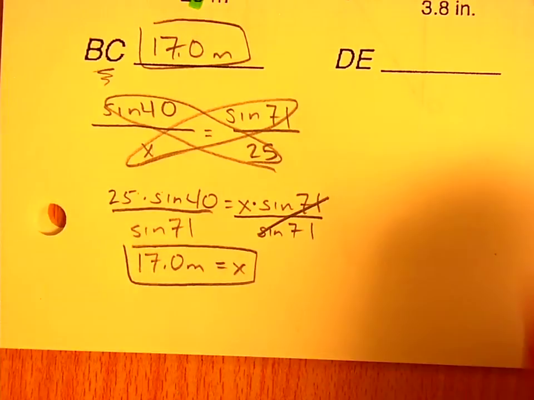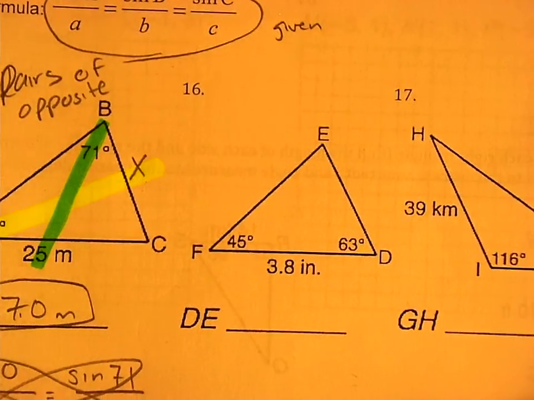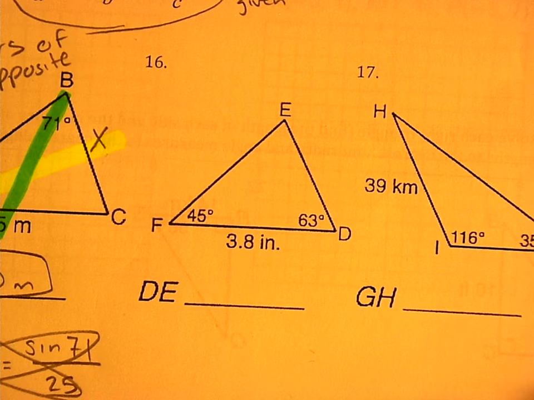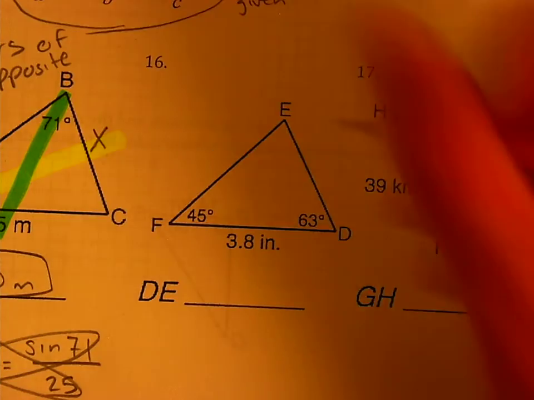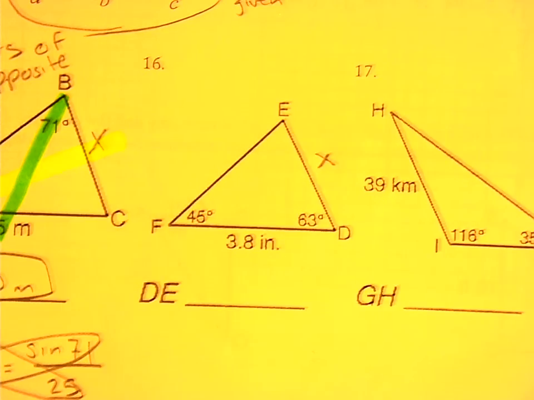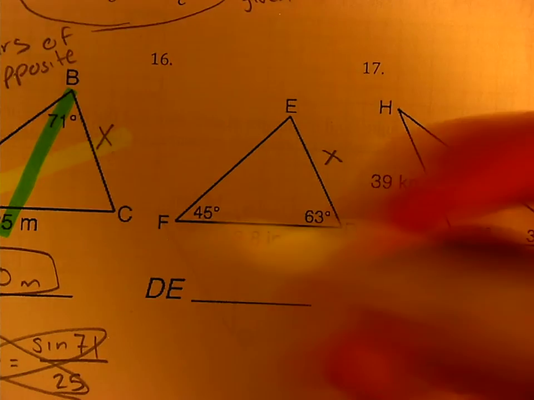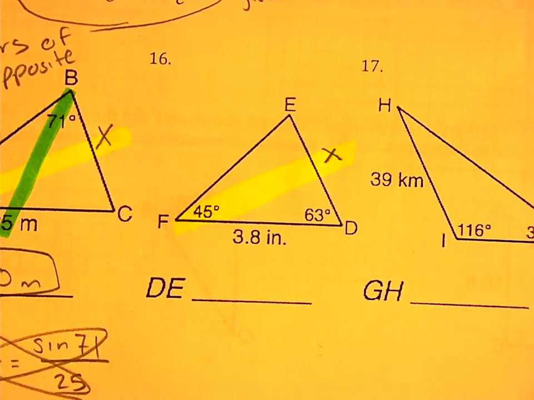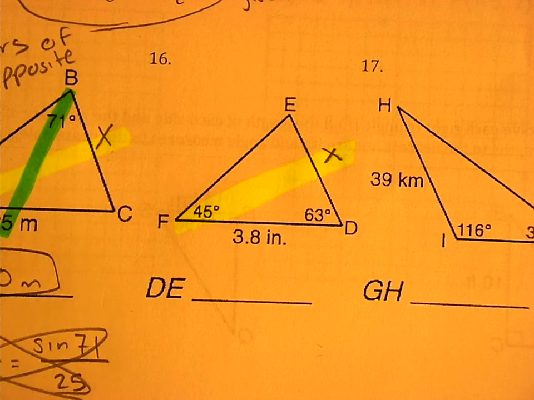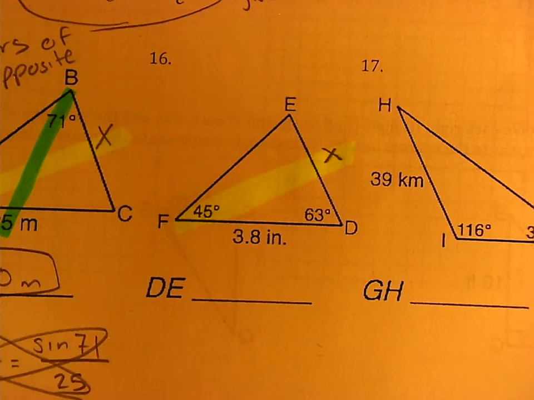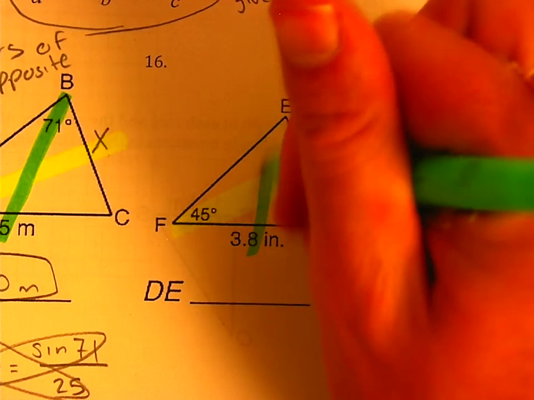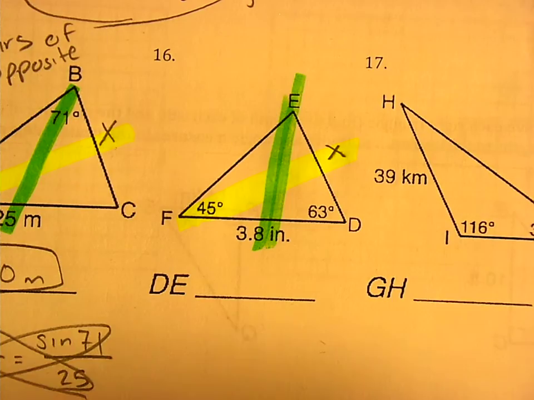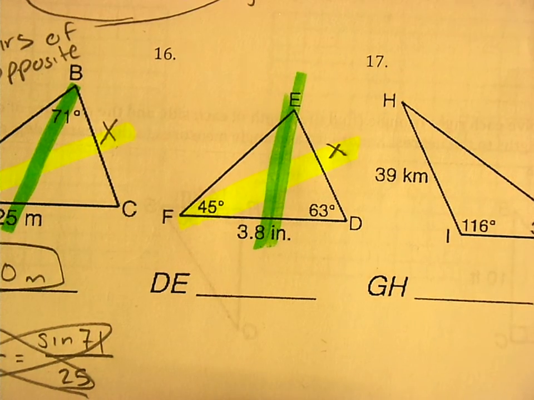Now if we look at 16, we get a really interesting example here. So 16, we see that they want DE. Well, DE is over here. That's our X. And we do, in fact, have that pair of opposites. Right? So 45 goes with X. That angle 45 goes with X. But if we're looking at this other side length, we don't have the angle that would be in the pair of opposites with it. Right? We need that angle E.